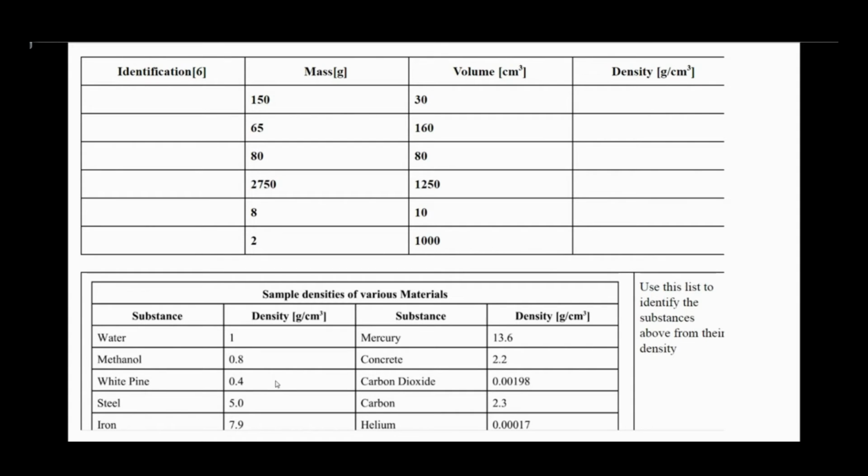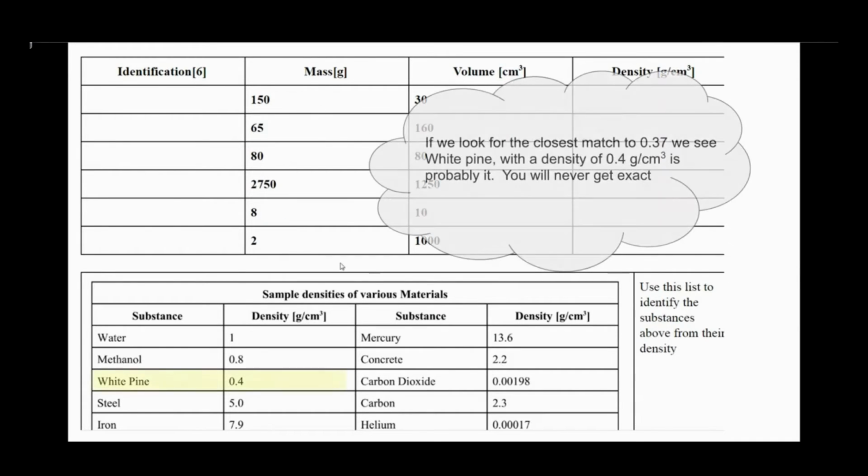Now that we've calculated an example, what were you to do with this assignment? Well, let's say the one I just did was an example. So we calculated 0.37 grams per cubic centimeter. And if you look on this list of substances, the closest one is white pine at 0.4. So that's your answer. It's not going to be exact. You're talking the slightest mismeasurement, and it's wood.